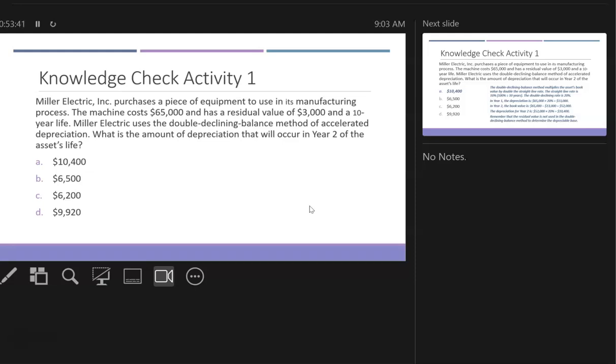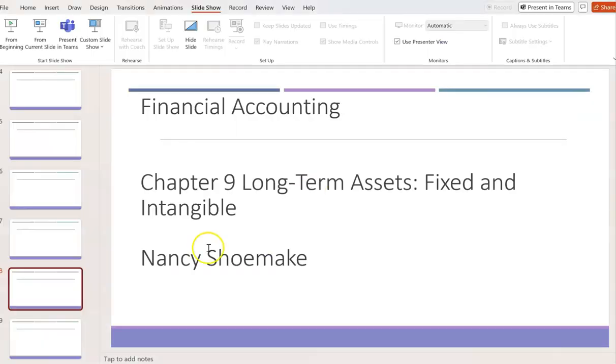If it's a 10-year life, what would normal straight line be? 10%, wouldn't it? But in double declining, wouldn't it be 20%? Right? So 65,000 times 20% is what? 13,000? Right? Someone help me, see if I'm wrong or not.